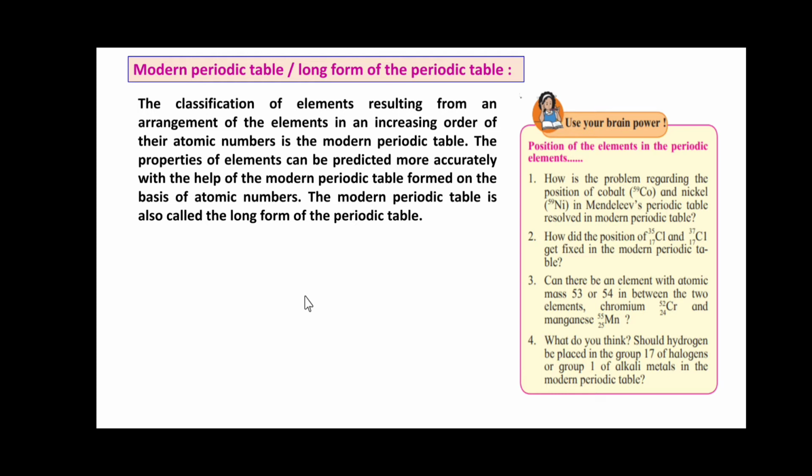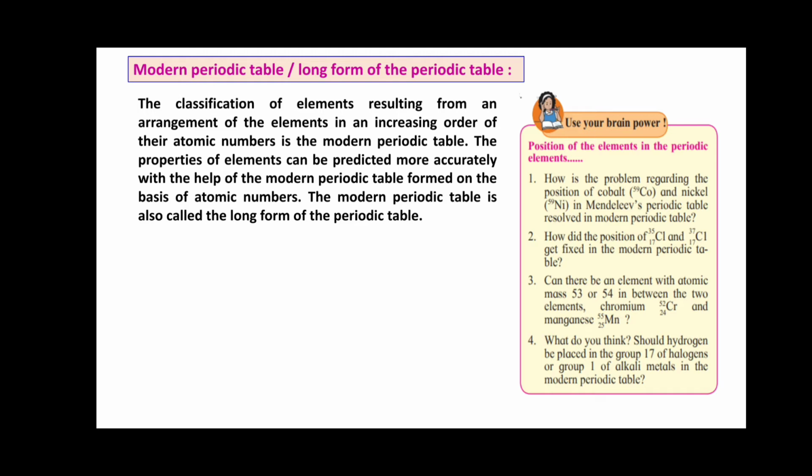So we must know how the problem regarding the position of cobalt, Co, and nickel, Ni, in Mendeleev's periodic table is resolved in the modern periodic table. That we must think over here.